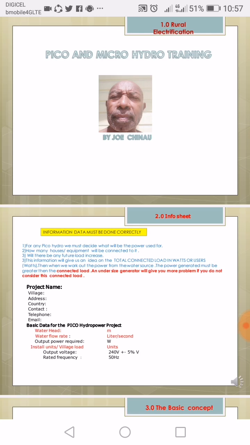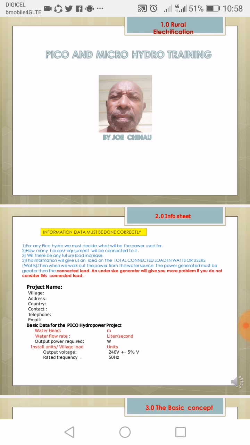As you go down, you are looking for information, and the data must be done correctly. Before you start on the power, first you must ask the question: who is using the power, and how much is needed for this load? You need to find out the total connected load. Add up all the loads, every piece of equipment that is being used. If there is some kind of improvement or development coming, you need to take that into consideration when estimating. So you add it all up to get the total connected load, and this is important.